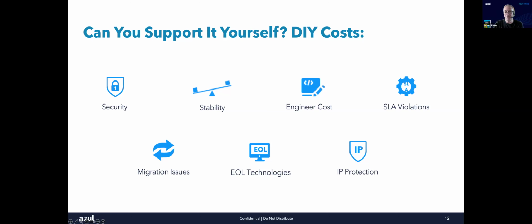Similarly, that unplanned downtime can lead to violations of your service level agreement with your customers. So if you guarantee to be able to provide a response within a certain time, that unplanned downtime can have a significant effect on you. Similarly, there are other costs that you need to think about.